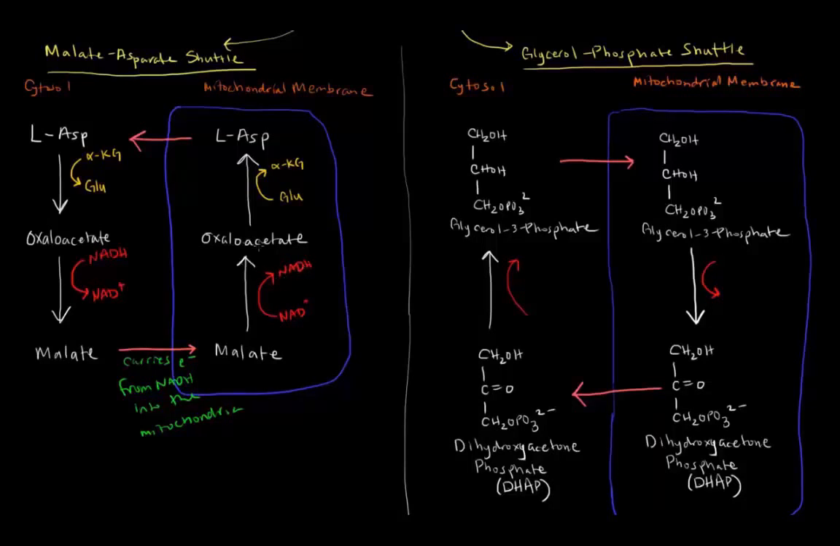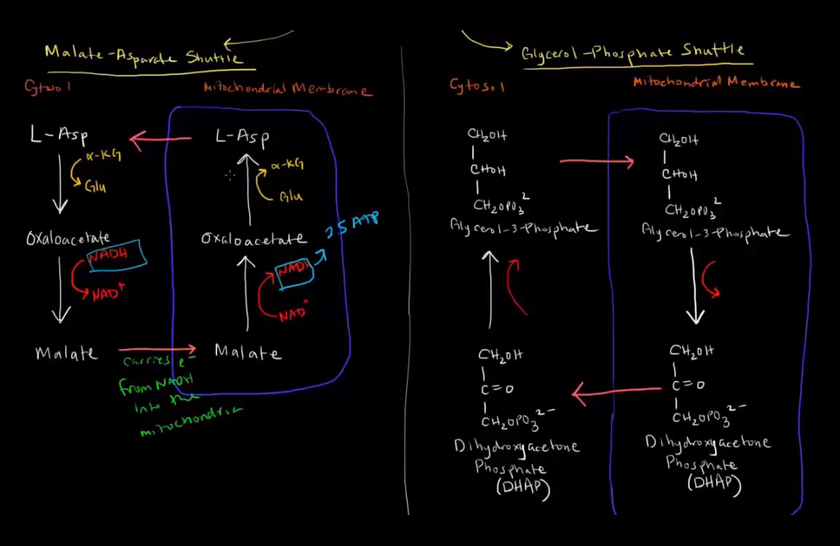So now oxaloacetate can be converted back to L-aspartate via just the reverse reaction, and L-aspartate can also cross the mitochondrial membrane back out, and then this process can happen again. So basically, in this case, this NADH is still an NADH. So now it can go to the electron transport chain and be valued at 2.5 ATP.